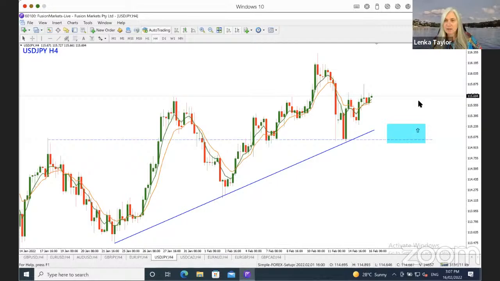Luke asked what the two moving averages are. The ones that I've got on at the moment are 5 and 10. Yep. Okay.